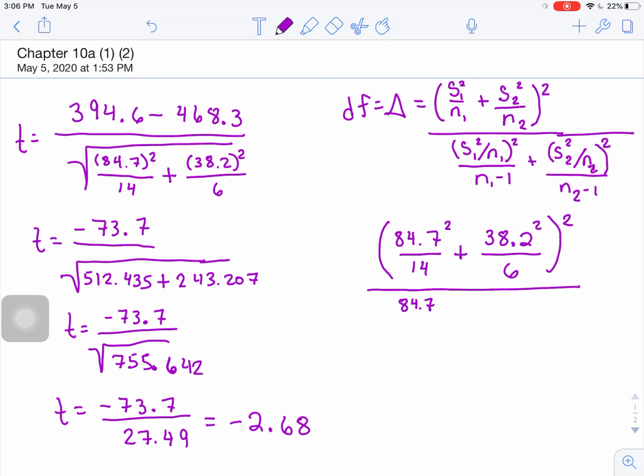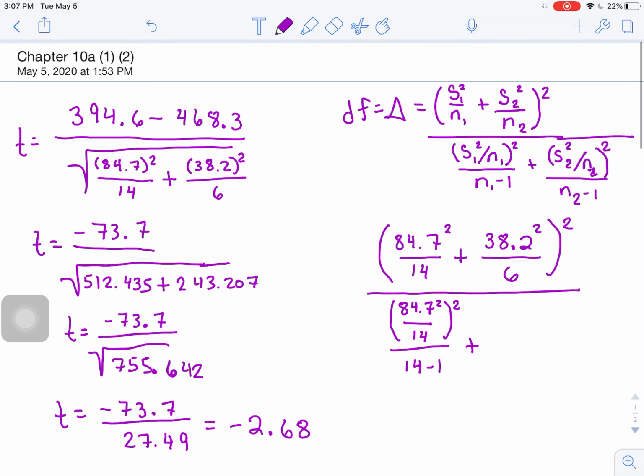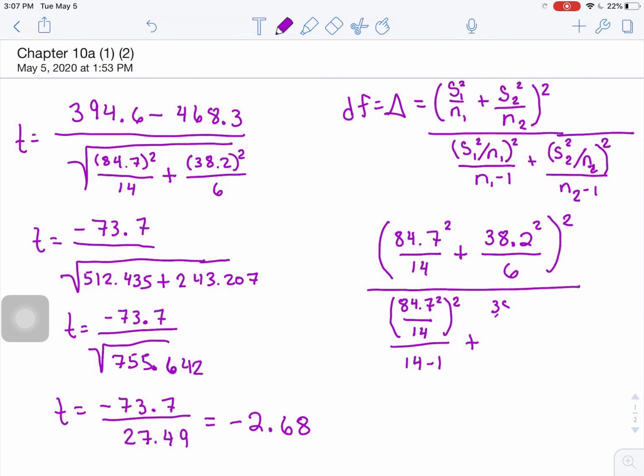Substituting it in again, you have 84.7 squared divided by 14, and that whole thing is going to be squared, all over 14 minus 1, plus you have the 38.2 squared all divided by 6, but then that whole thing is squared, all divided by 6 minus 1. So that's how everything gets entered.